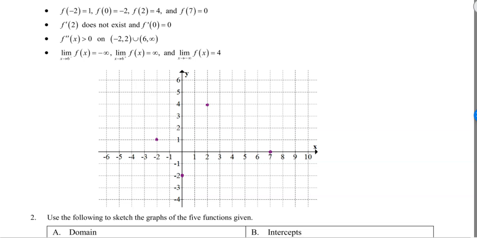What next? F prime of 2 does not exist. Okay, so f prime of 2 does not exist, so something's happening there. And f prime of 0 is equal to 0. So what does f prime of 0 equals 0 tell us? Local max or min? Local min.